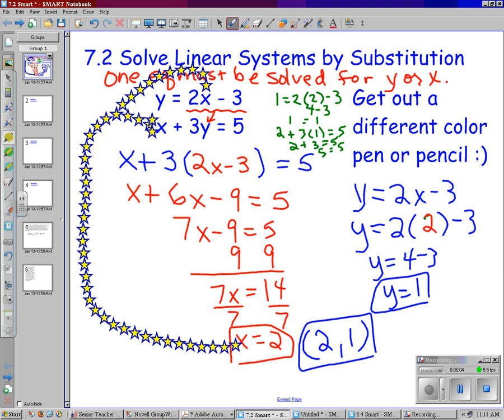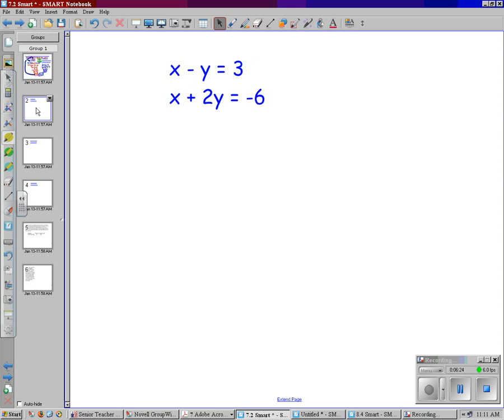So just like you did with graphing, where you can check your answer back in the two equations, you can do that with substitution as well. It's totally awesome. No graphing involved. Okay? How about we try another problem? Sound like a deal? Anybody have any other questions so far? All right, let's look at another problem here then.